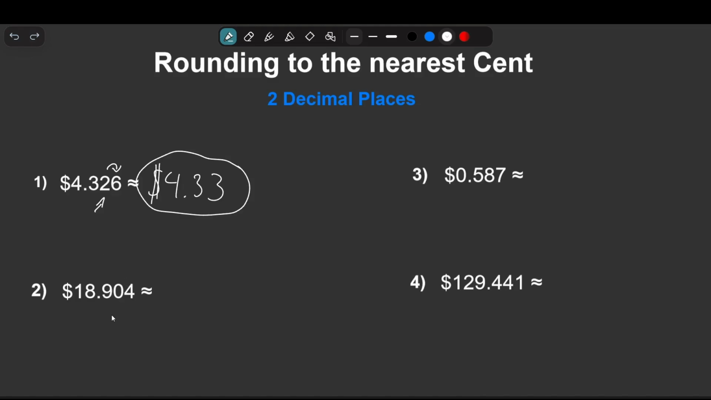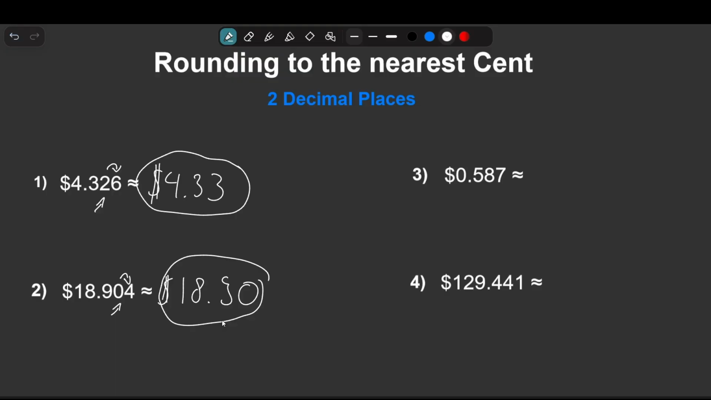Again, we look in our hundredths place and we have a 0. Is it going to stay a 0 or is it going to turn into a 1? Are we going to round up? So we look at the digit to the right. As I said, 4 or less stays the same and 5 or more is rounding up. In this case, we have a 4, so we are not going to round up and it stays the same. For our final answer, we get $18.90 because we have a 4.